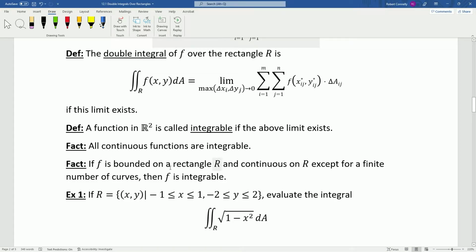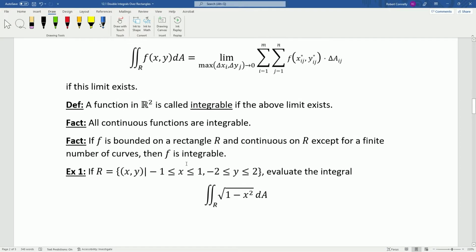So why is this okay? Well, if f is bounded and there are discontinuities on a finite number of curves, an individual curve has no width, so it has no area. So it doesn't cause you a problem. And since f is bounded, you don't have any sort of infinite limit that can cause you some real issues with the volume.